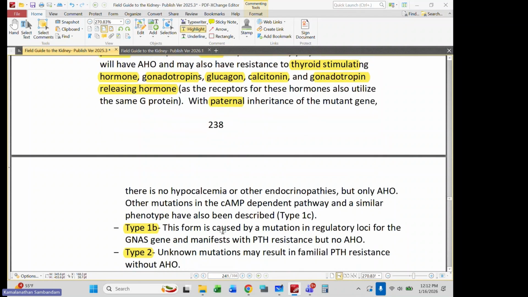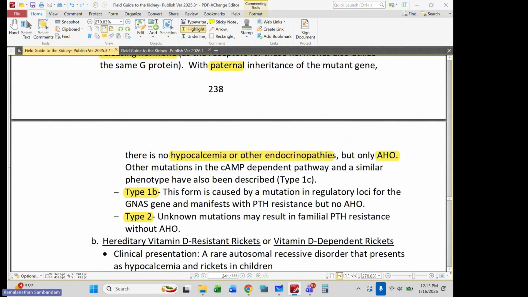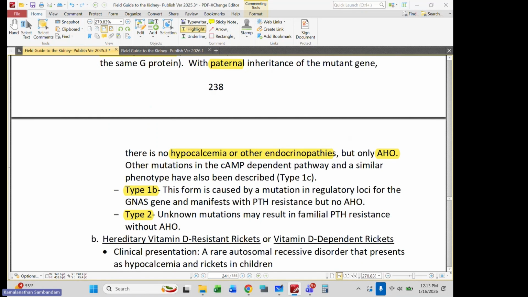Okay. With paternal inheritance, there is a predominance of the skeletal malformations, that is, the Albright's hereditary osteodystrophy. There is not the effect on hormonal responses or responses to hormones. It's primarily the dystrophic manifestations in the skeleton that are manifest in that scenario.